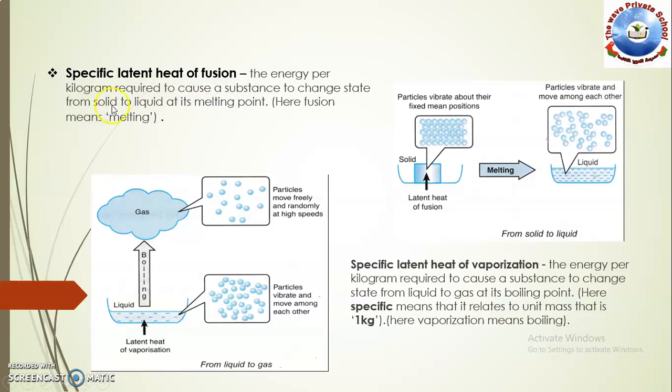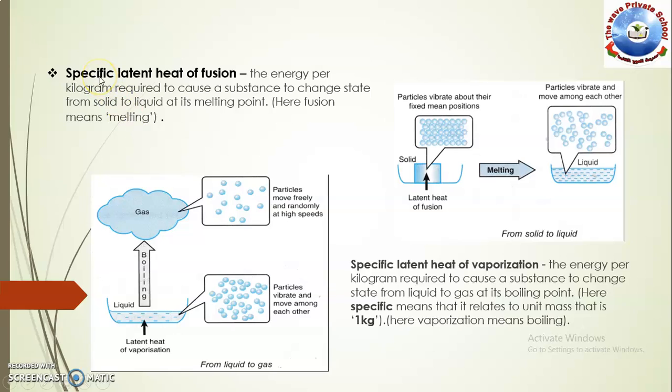Energy from solid to liquid to change its state, energy per kilogram required. This process is called specific latent heat of fusion. And here fusion means melting. So melting means from solid to liquid.